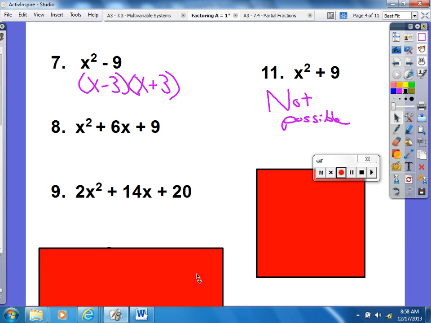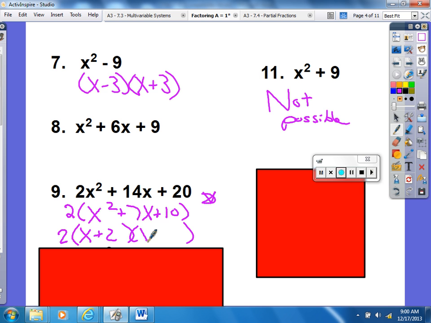How about this? Let's do number 9, and we'll stop there. So, pull out the GCF. I'm left with x squared plus 7x plus 10. I leave the 2 out front, and it would be x plus 2, x plus 5. Okay? Now, on this one, you actually can get partial credit. If you show that GCF, you've got partial credit. Full credit if you've got the answer. That make sense? All right.